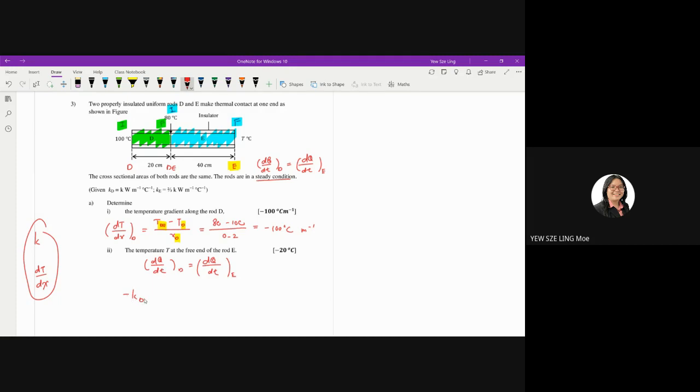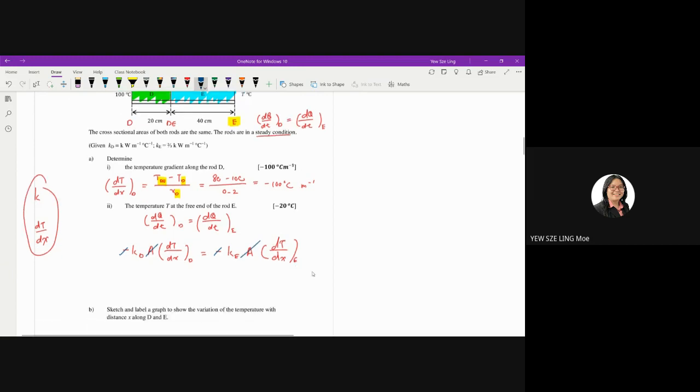So negative k_D and then A. Now A, I don't need to put a subscript. Why? Because both of them have the same cross-sectional area. So negative k_D A dT/dx for rod D equals negative k_E A dT/dx for rod E. What I'm going to do next is cancel out the variables, the same variables for both rods. The negative sign I can cancel out, and then A I can cancel out.